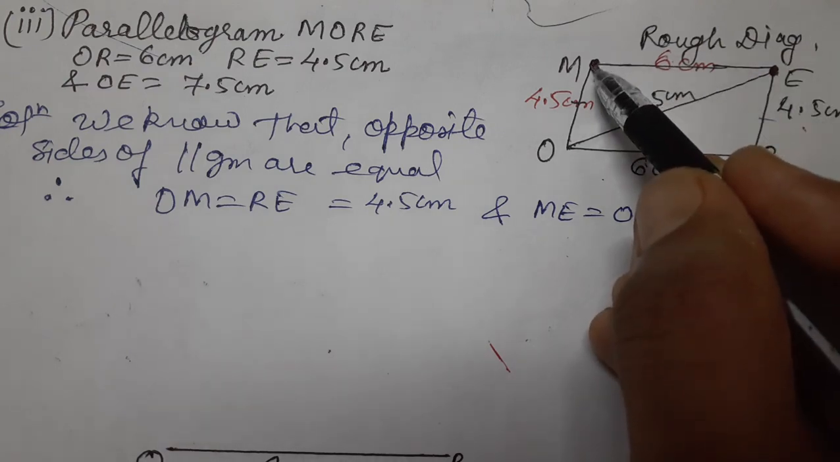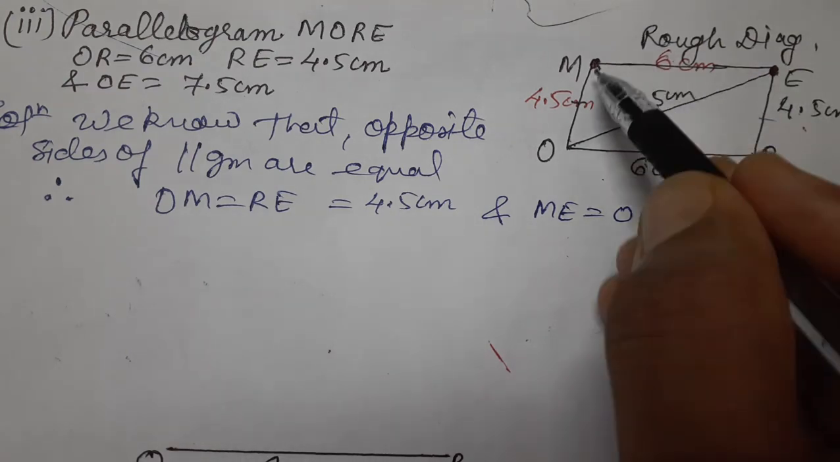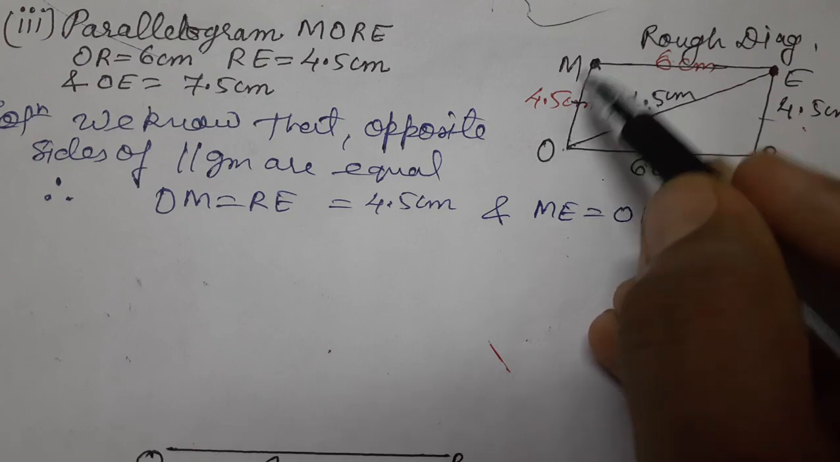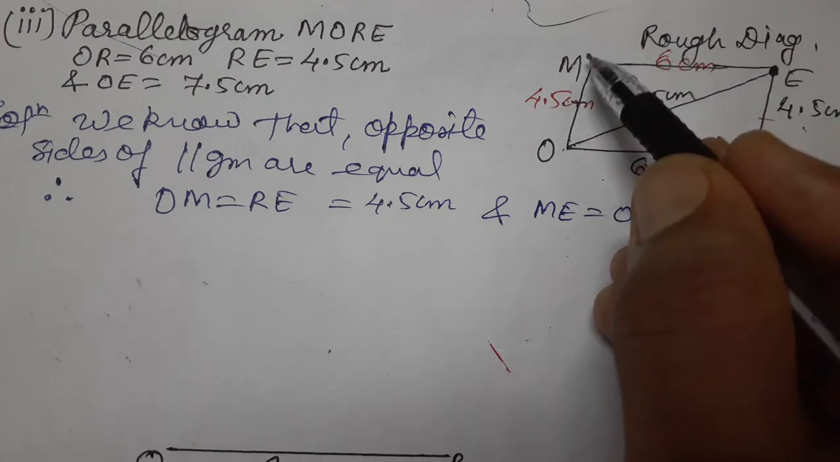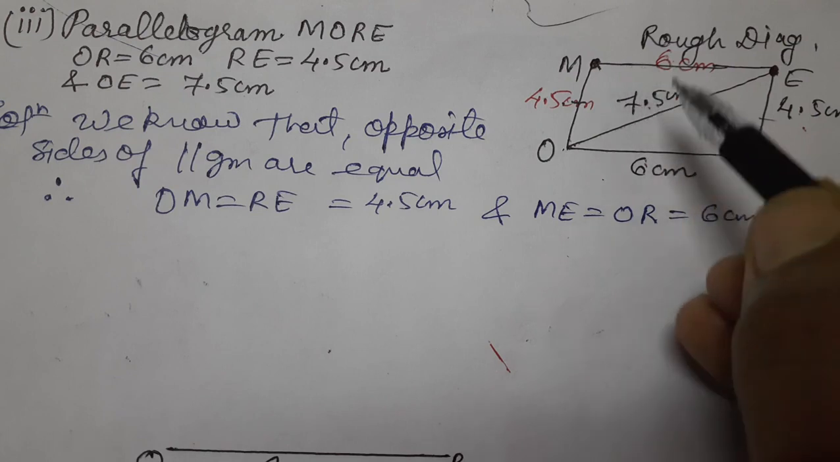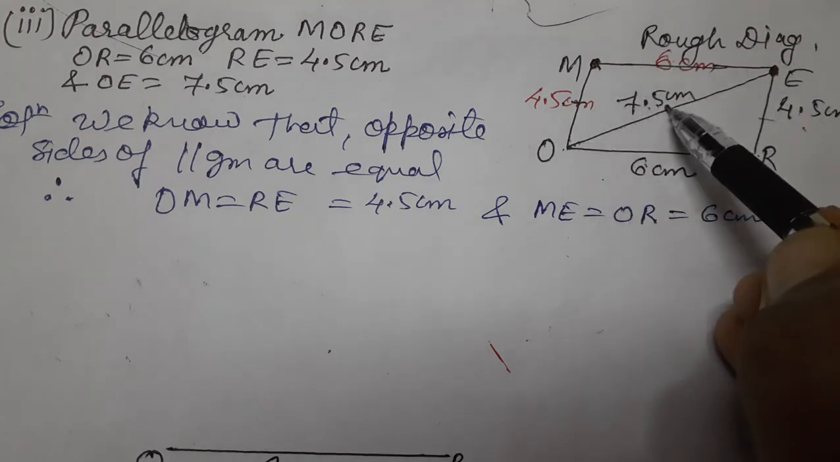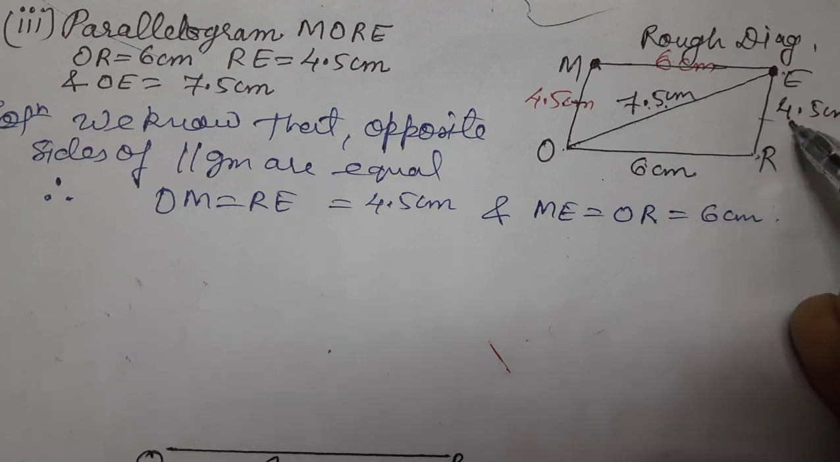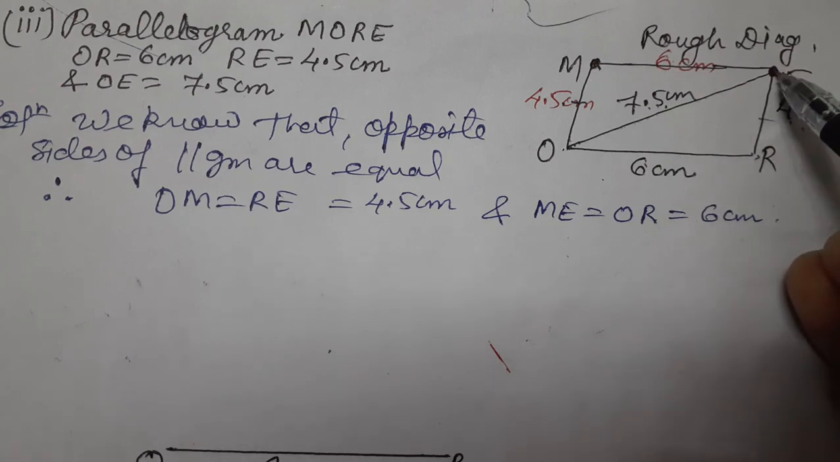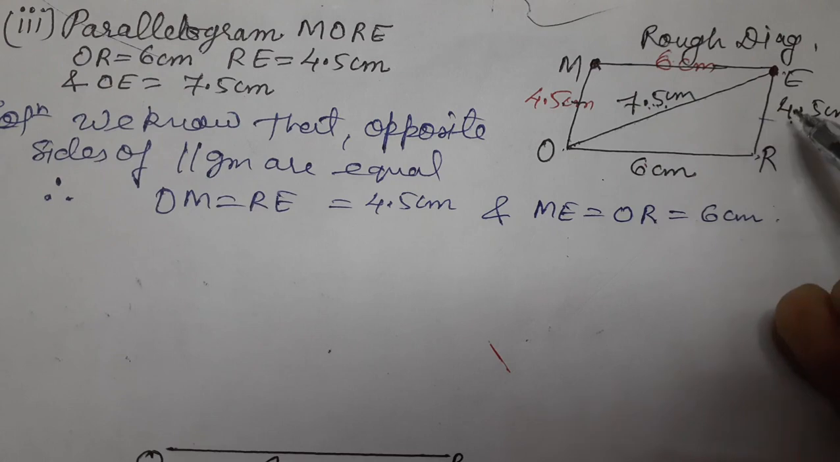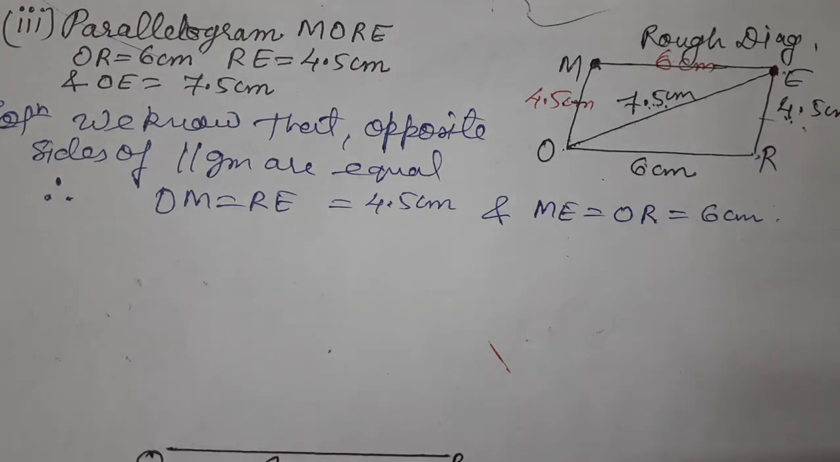Why have we not drawn M first? Because we only have one measurement, O to M 4.5. E to M is given, but we have not drawn E yet. So first we have to make the E point, with O to E 7.5 and R to E 4.5. So E point is our first point. Let's make 7.5 and 4.5.